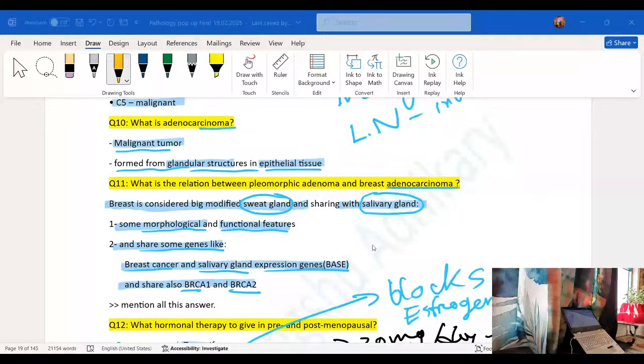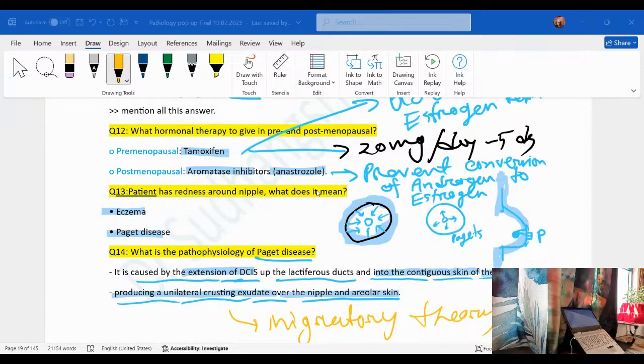So the breast is considered a modified sweat gland, and it shares with salivary glands some morphological and functional similarity, and similar genes in breast cancer and salivary gland expression. The hormone therapy to be given: pre-operative tamoxifen; postmenopausal anastrozole; premenopausal tamoxifen. Also, Paget's disease or eczema.